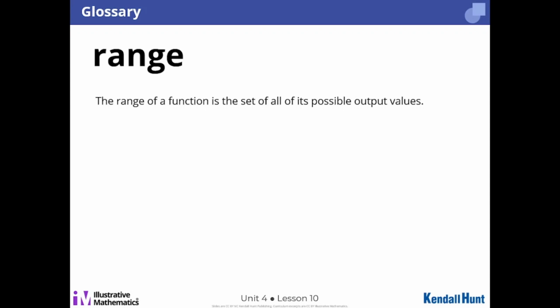Our other glossary term is range. This is going to be your output. What type of numbers could be allowed as far as output or y values are concerned? Are my outputs going to have to be whole numbers? Are they going to have to be multiples of something? Are they allowed to be partial numbers? Do they need to be positive or can they be negative? These are things you're going to have to logically think about in the context of the problem that you're getting to determine what types of numbers are going to be in your range.